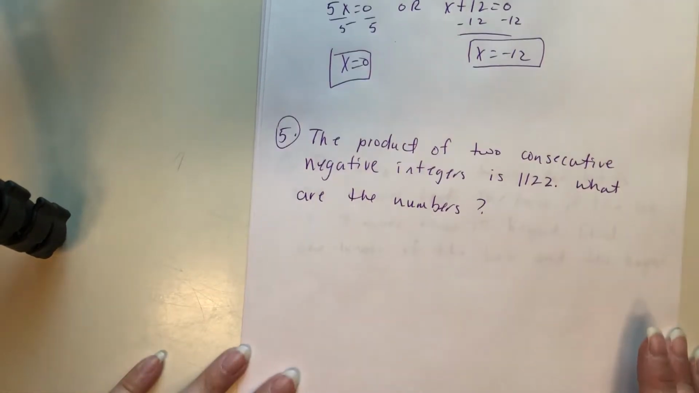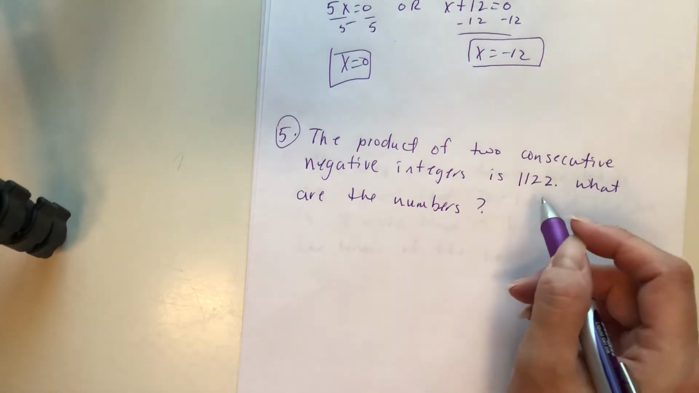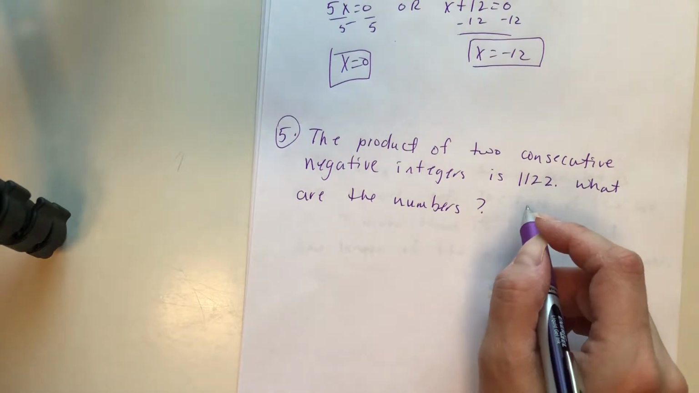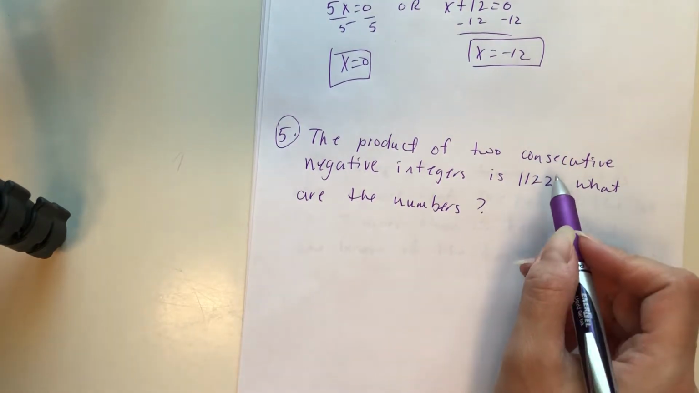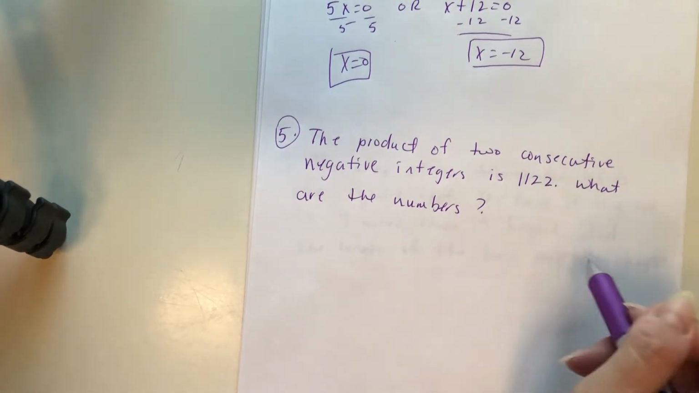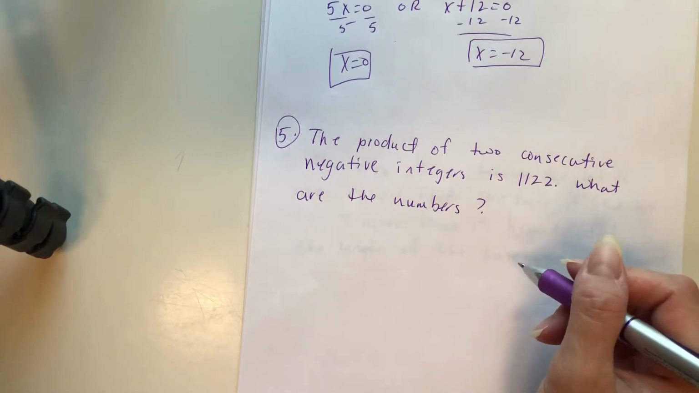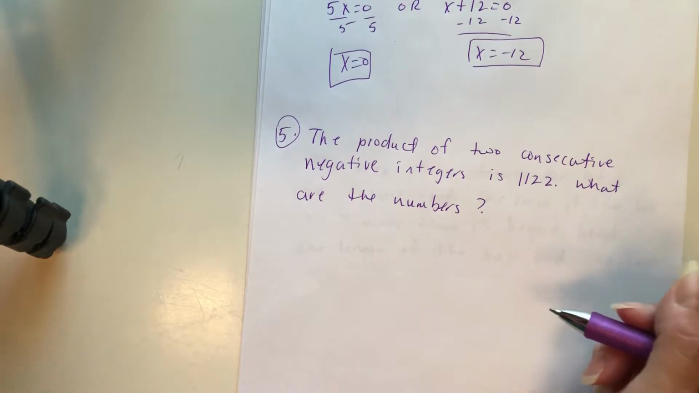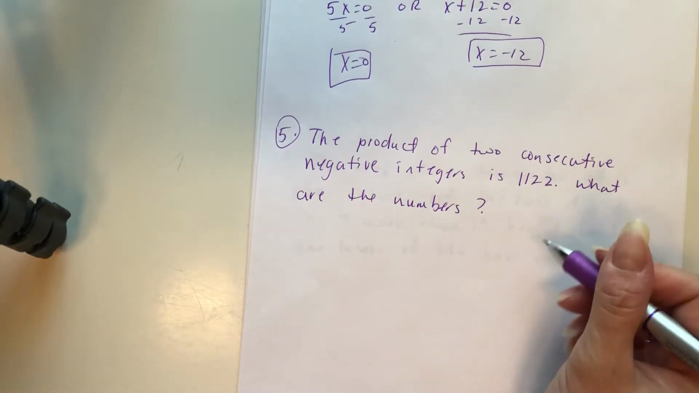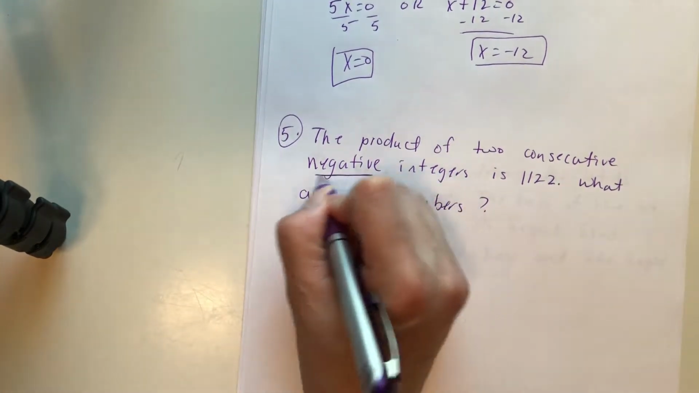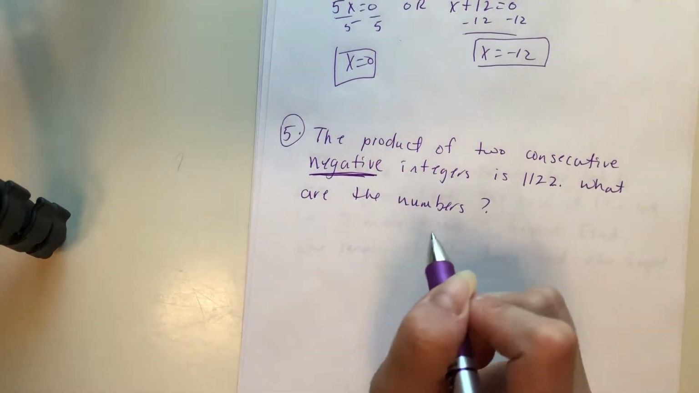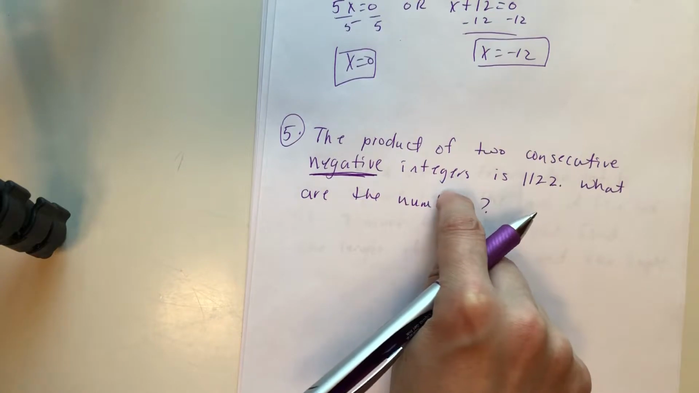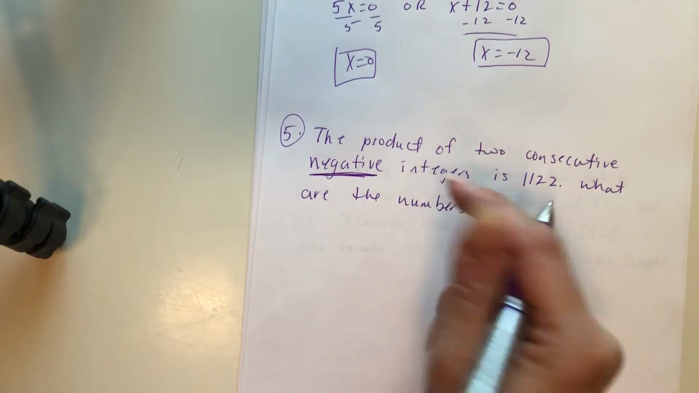Number 5. The product of two consecutive negative integers is 1,122. What are the numbers? Alright, so consecutive just means that they're one after the next. So examples of consecutive integers would be 4 and 5, 9 and 10, 15 and 16. These need to be negative, okay? And they're integers, so that just means that they are not fractions or decimals.